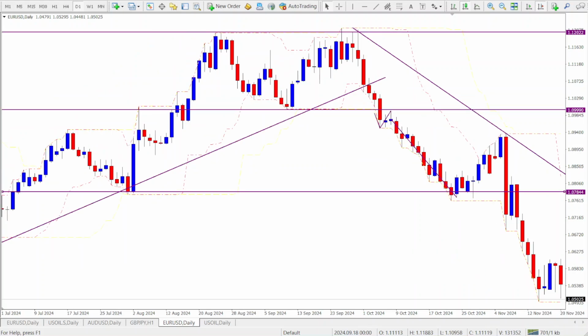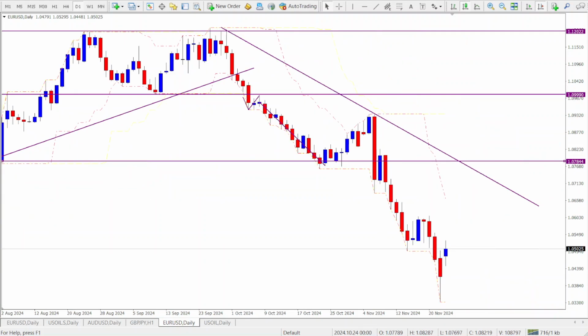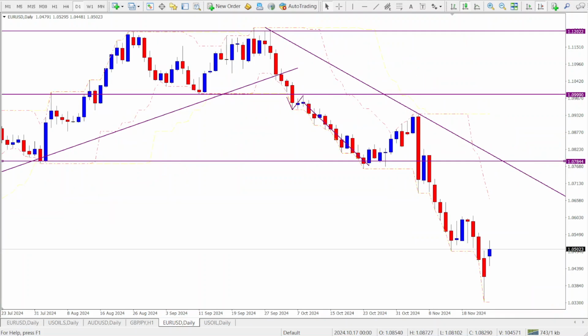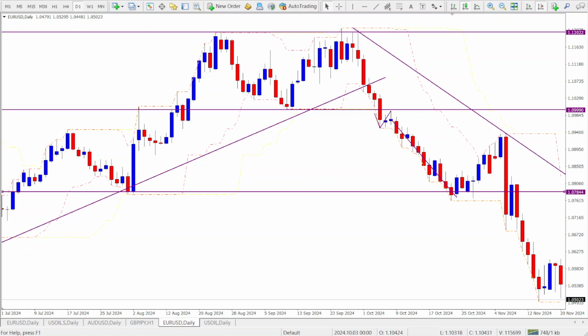Okay, so whichever case, just make sure that you're always using a good risk to reward ratio. All right, it is very necessary, because if you observe a good risk to reward ratio, even if you have an equal number of wins and losses, you are still going to be on the winning side.